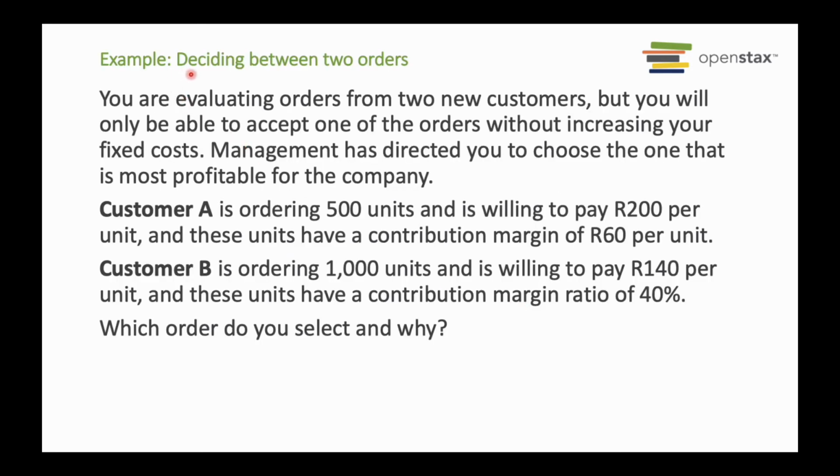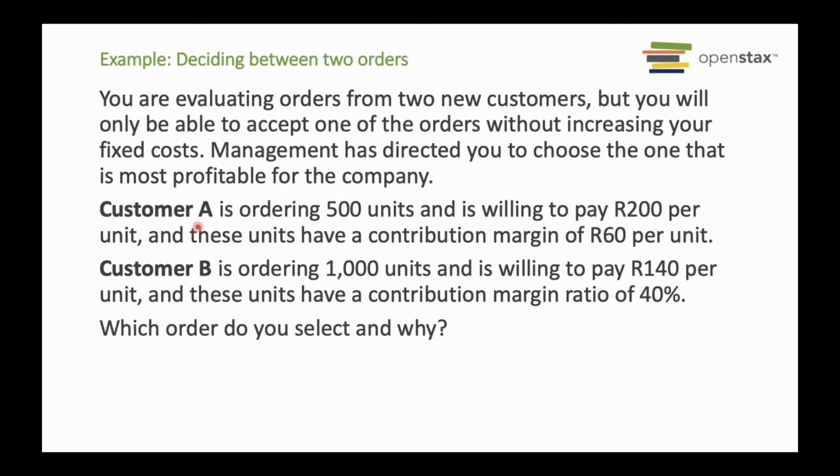Let's look at an example deciding between two orders. You are evaluating orders from two new customers, but you will only be able to accept one of the orders without increasing your fixed costs. So you want to avoid increasing your fixed costs, so you want to accept one order only. Management has directed you to choose the one that is most profitable for the company.